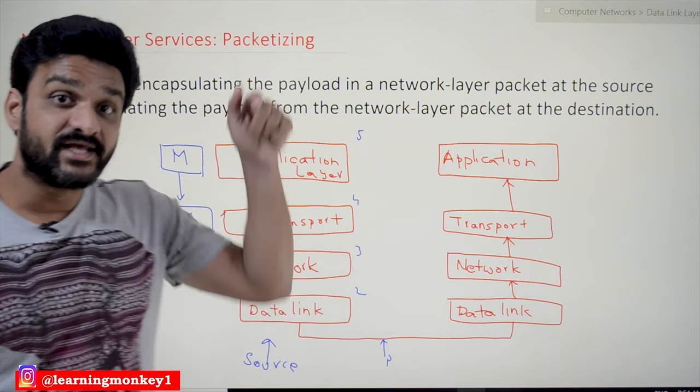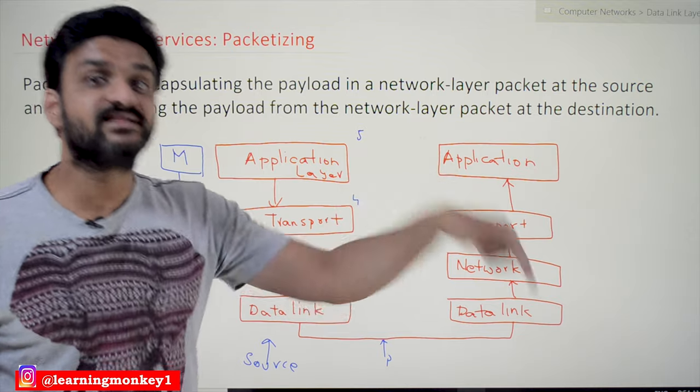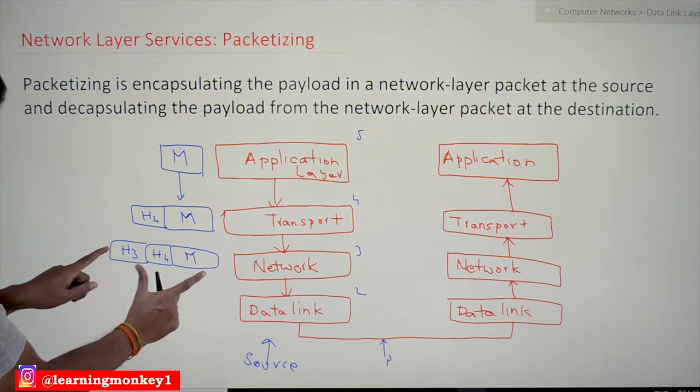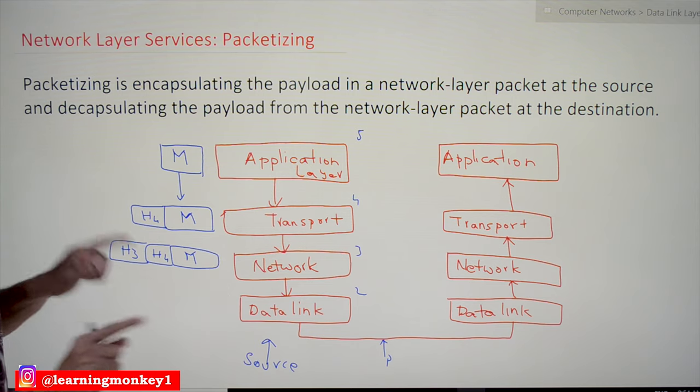Try to get that. In the data link layer, we called it a frame, whereas in the network layer, we call this entire unit a packet.